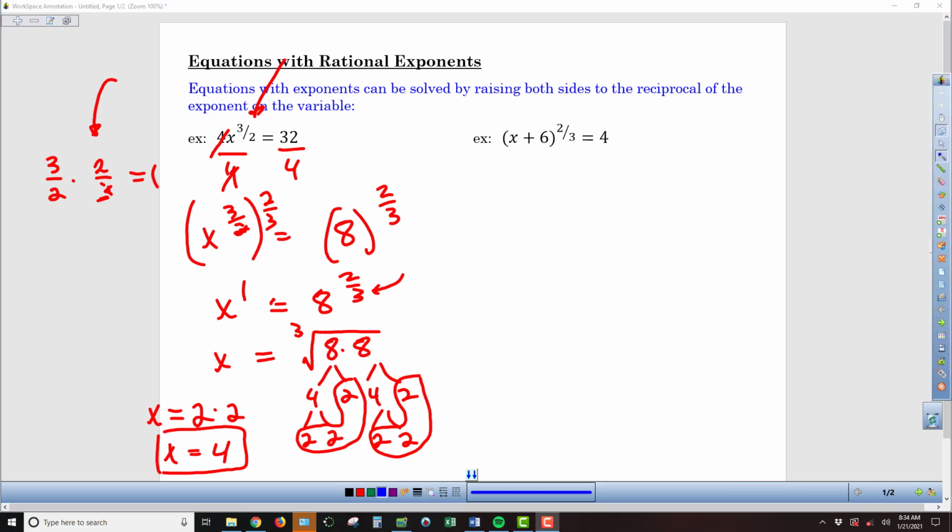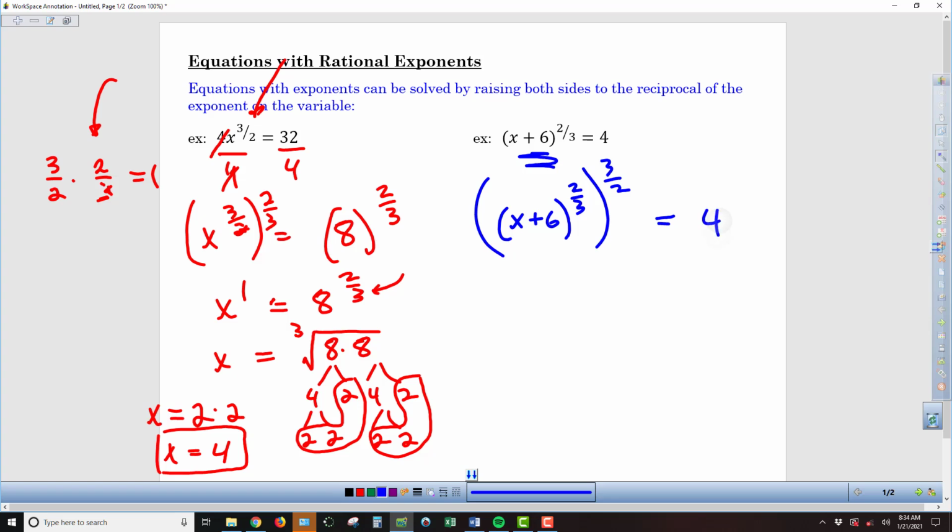In our second example, we don't just have the variable that's being raised to this exponent, but instead we have this entire set of parentheses. But that doesn't change anything for us. We're still going to get rid of that exponent by raising both sides to the reciprocal. So I'm going to leave it as is, x plus 6 to the 2/3, and then I'm going to raise that to the 3/2. And then on the other side, I just have 4 to the 3/2.